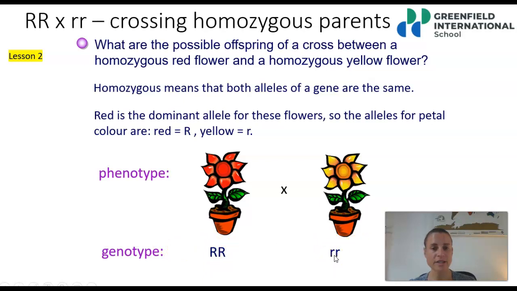There is a third type that could be here. If we had big R, small r, what you should know is that would be heterozygous. Okay, so the genotype would be heterozygous, and the phenotype would also be red, but we're looking at homozygous parents here.